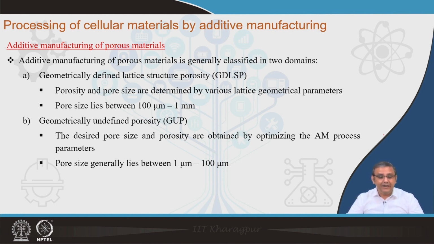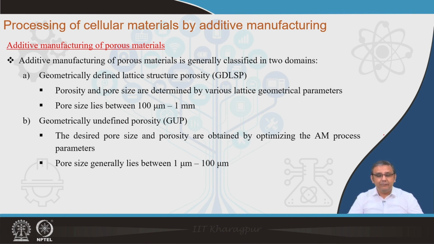Also, in GDLSP, because the pores are design controlled, we can fabricate a wide range of porosities. At the same time, we do not really go to very fine porosities, because those are difficult to fabricate. The typical pore size for GDLSP is between 100 micron and 1 millimeter, whereas in the GUP process, where the pores are formed because of the process parameters, we can obtain much smaller porosity, up to around 1 micron or in that range.